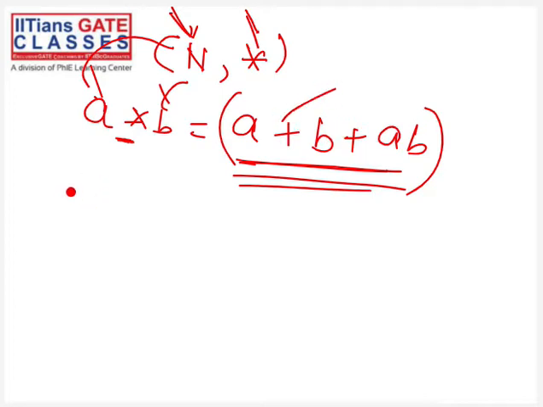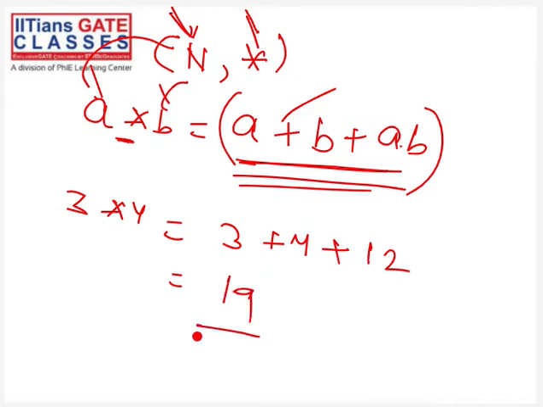So if I have 3 star 4, then the result will be 3 plus 4 plus 3 dot 4. So there is multiplication here, so this will be 3 plus 4 plus 12, and the result will be basically 19. So you got the idea. Basically, this is a newly defined operation. This is the operation that I have defined.